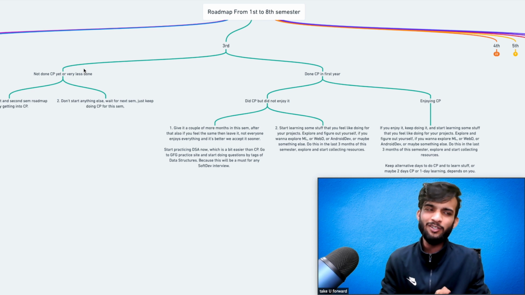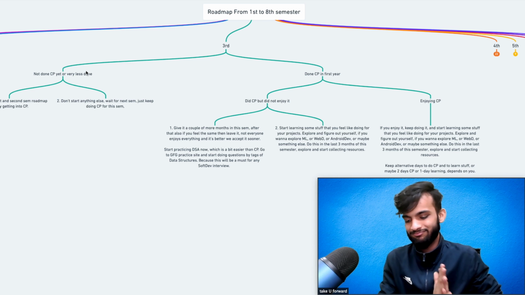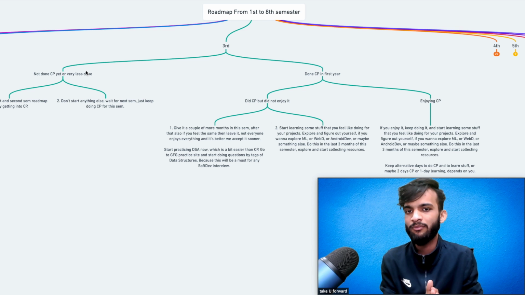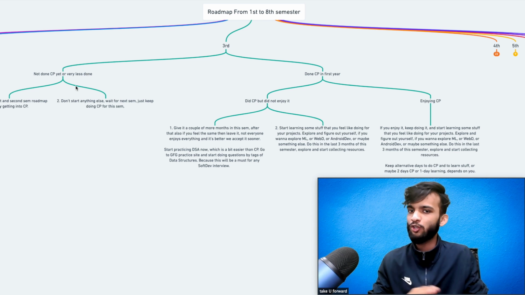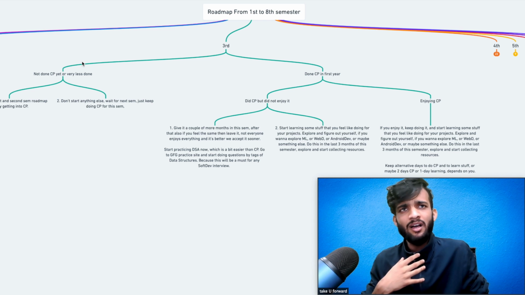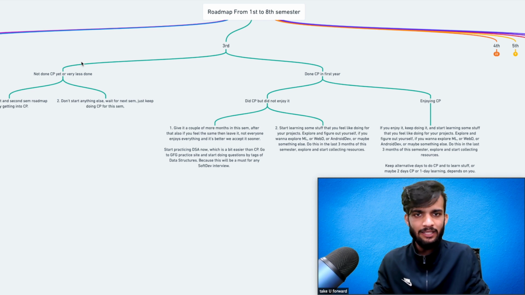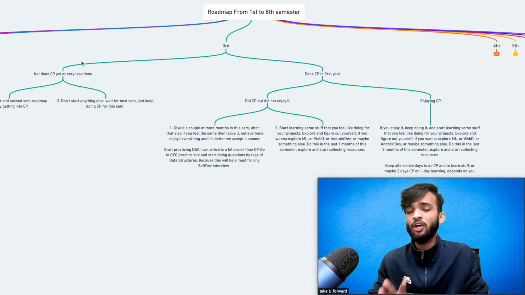And generally people don't start the moment they enter college. So you can easily cover the first semester and second semester roadmap, and please make sure you do not start anything else. Yes, do not start web dev, Android dev, or anything else. Just focus on your CP skills.